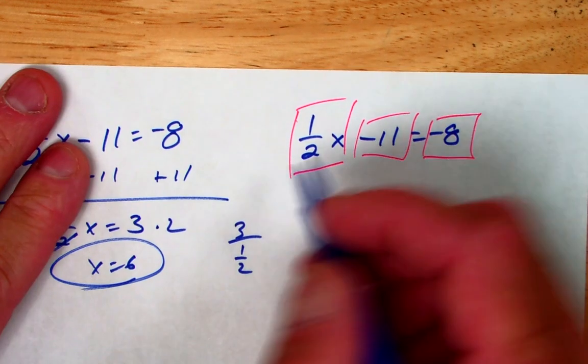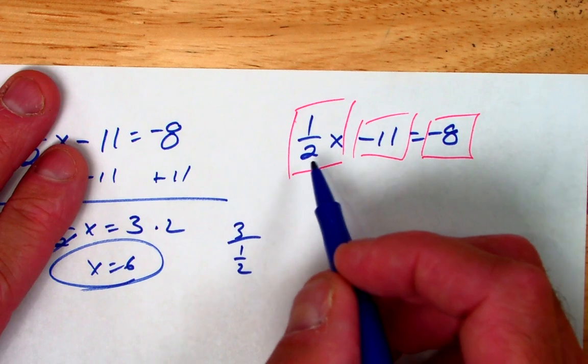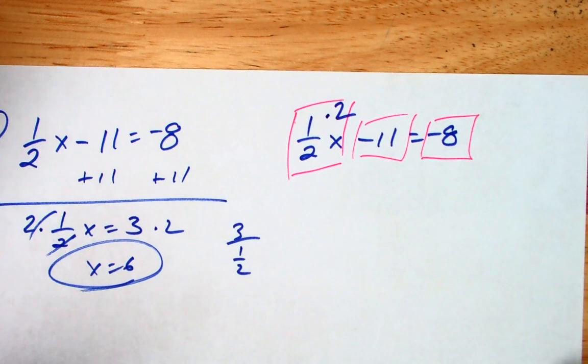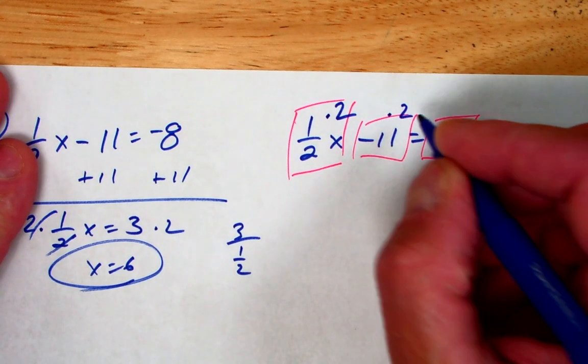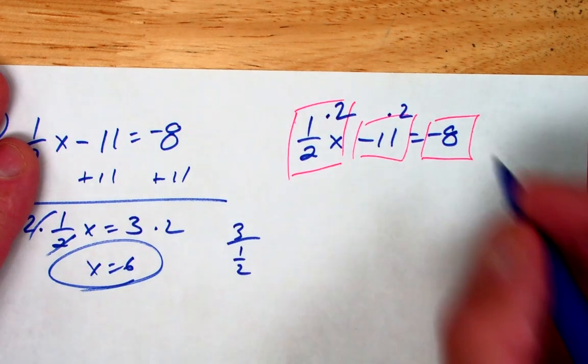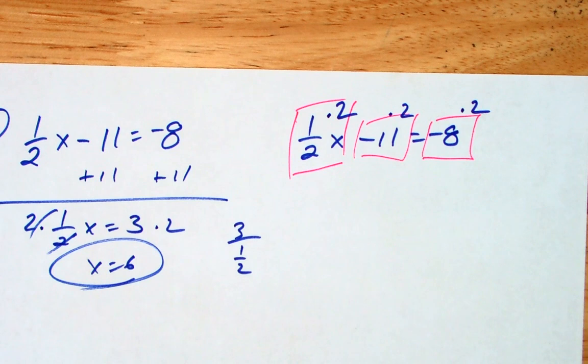You could multiply by something that'll kill this fraction. I could multiply by 2. But in algebra, can I just pick out one part and multiply by 2? No, I got to multiply everything by 2. So if I multiply that by 2, I got to multiply this by 2. Do I have to also multiply the negative 8 by 2? Yes. So basically what you're doing is you're distributing a 2 through the left side, and you're multiplying by 2 on the right side. So you're doing the same thing to both sides.